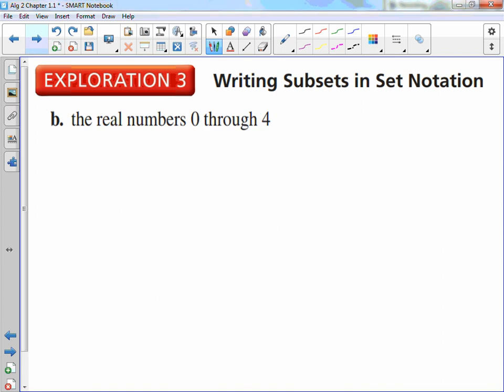The real numbers between 0 and 4. Okay, can someone give me a real number between 0 and 4? 1. How about another one? Okay, another.